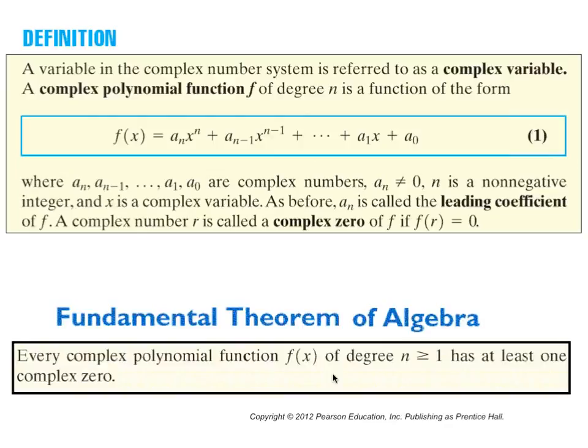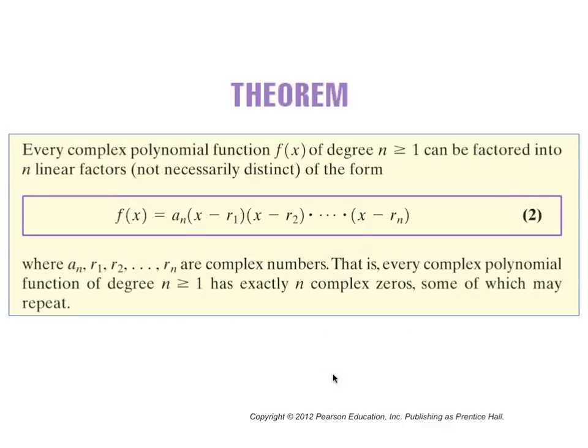And then for the fundamental theorem of algebra, what we say is that every complex polynomial function, f of x, of degree n greater than or equal to 1 has at least one complex 0. One more theorem. Every complex polynomial function, f of x, that is of degree n greater than or equal to 1 can be factored into n linear factors. They're not necessarily distinct, and they're of this form here.